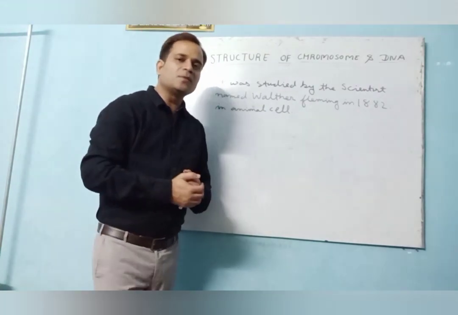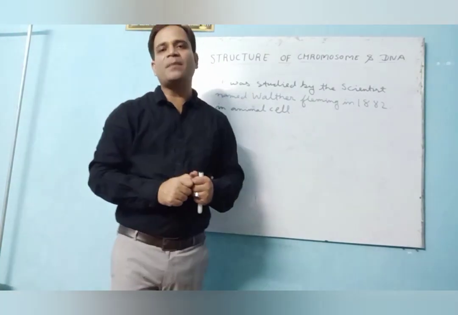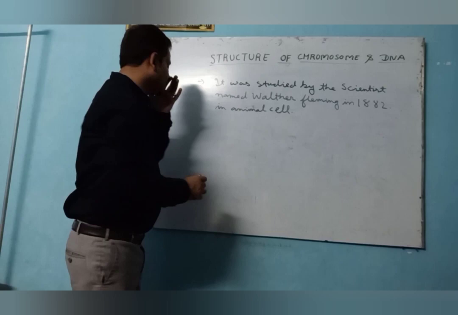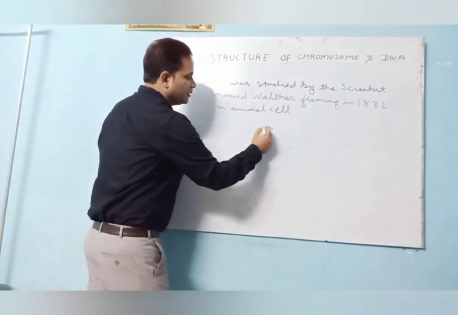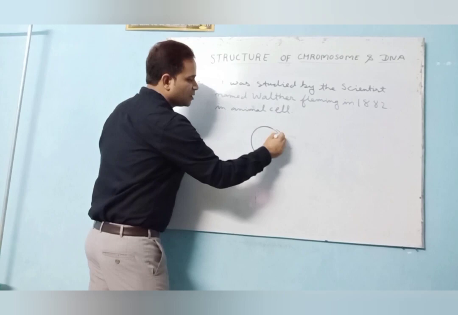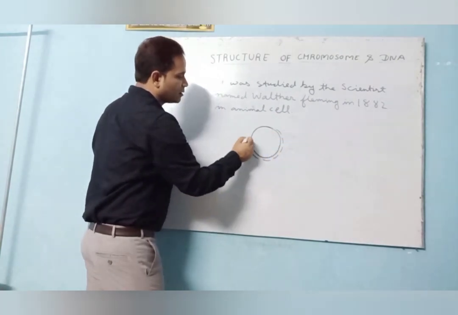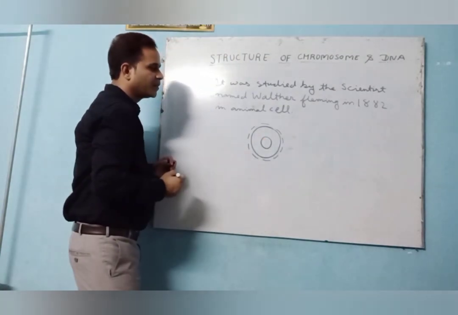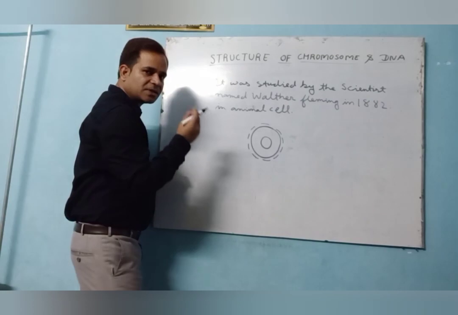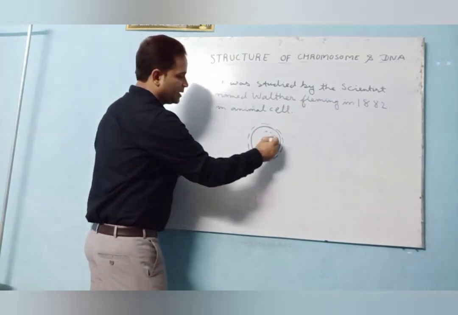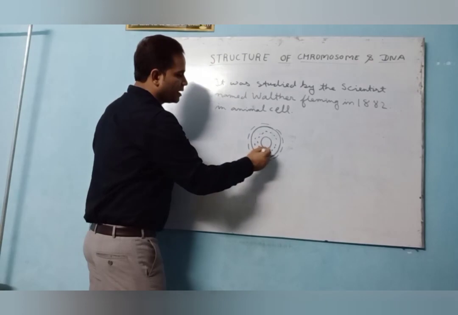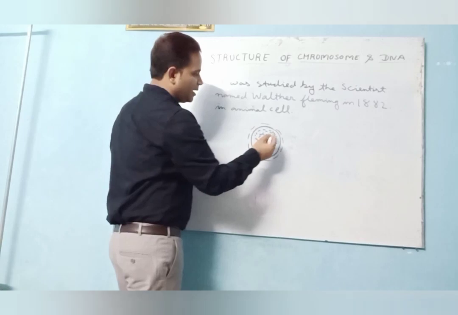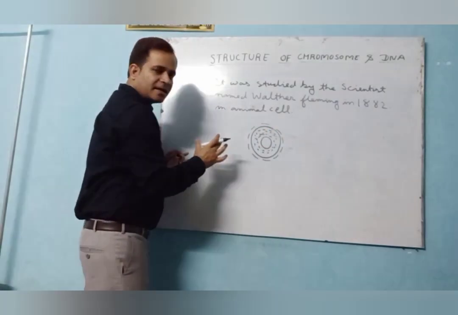So what is chromosome? Chromosome is a condensed part of chromatin fiber which is formed during cell division. See here, this one is the nucleus, which has a double layered membrane. Inside the nucleus there is a spherical body termed the nucleolus, and a dense jelly fluid called nucleoplasm.